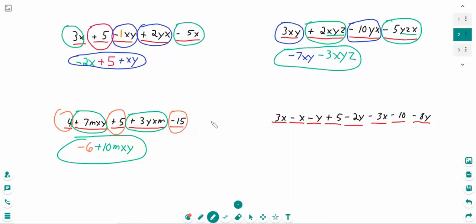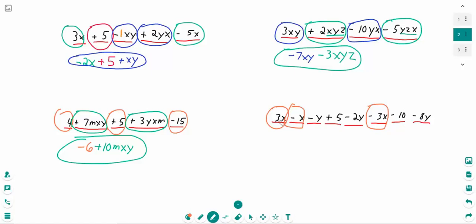So let's go ahead and sort our way through. Start at the beginning. We have a 3x. Do we have any other x variables in here? Well, sure. This one has an x. Remember, it has the invisible 1 there. It's just an x. So those two would be like terms. We have a negative y. That wouldn't work. Positive 5? Nope. Negative 2y? Nope. Negative 3x? Yes. That has just an x in there. Negative 10, nope, and negative 8y, no.